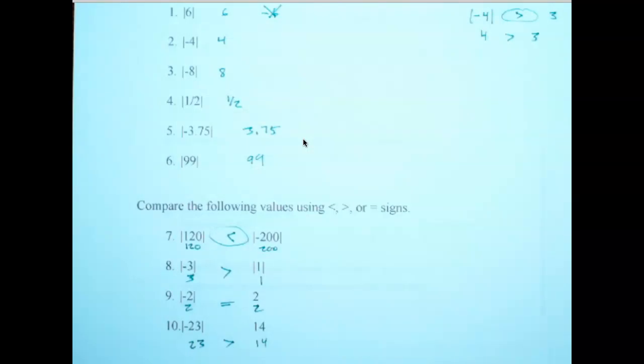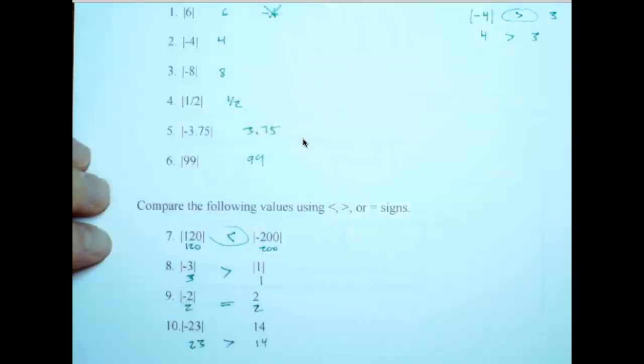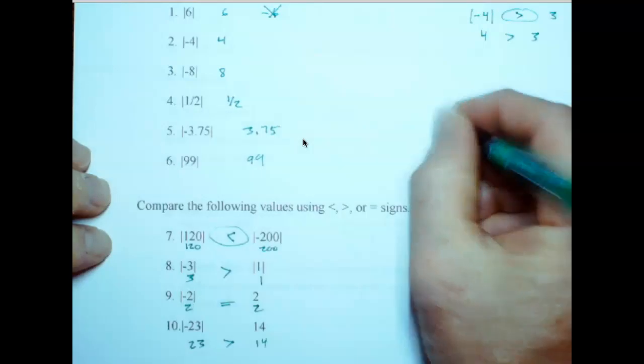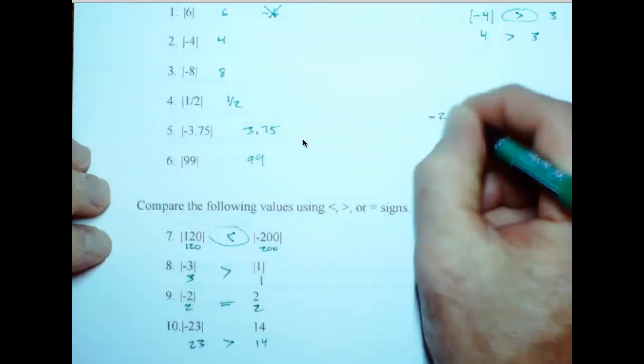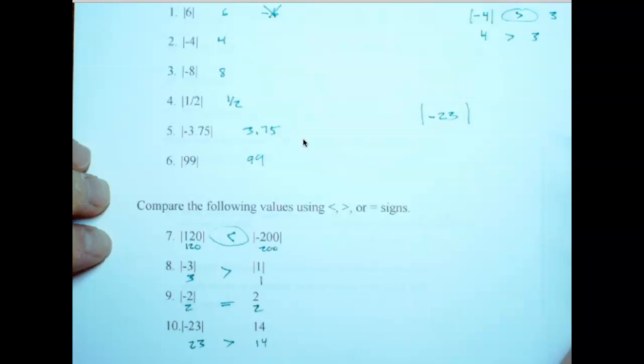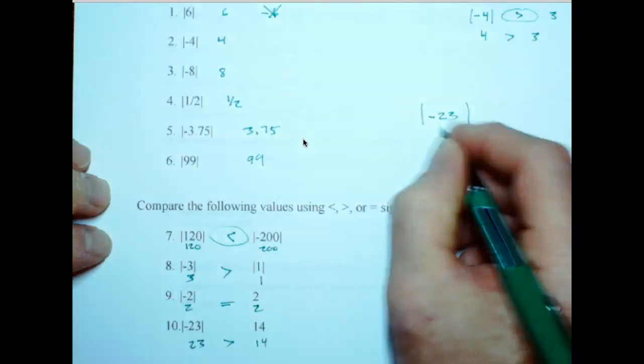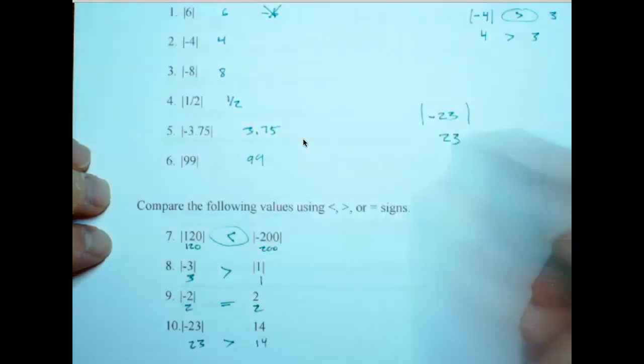I hope this little mini lesson on absolute value helps you understand it. Just remember, the absolute value of a number is simply the distance from 0 on a number line. Okay? And when you simplify that, you simply drop the bars and it becomes positive.